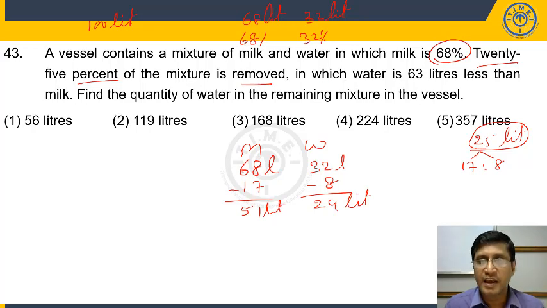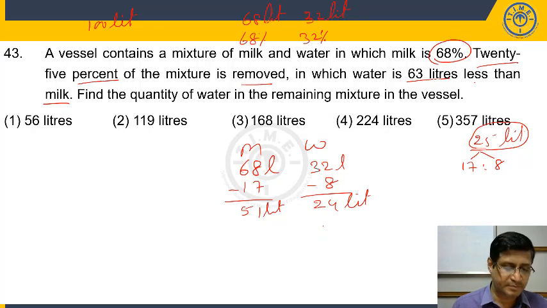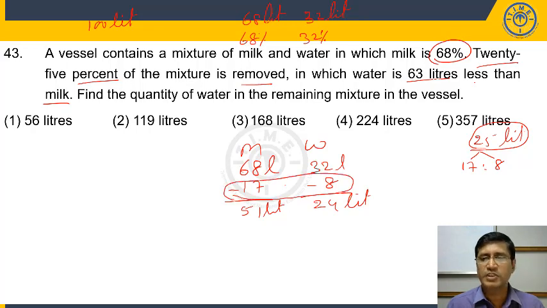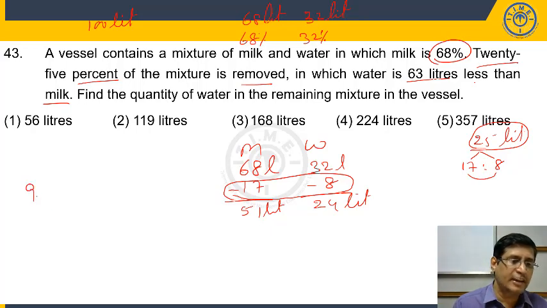Then what is saying here? In which water is 63 liters less than the milk. In which means what it refers? It refers to this. In which water is 63 liters less than the milk. But actually ratio wise how much is the difference? 9. That 9 parts is equal to 63 liters.